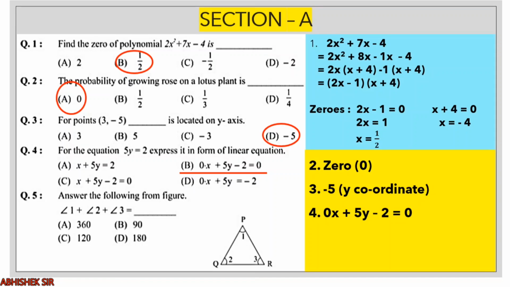So question number 5, answer the following from figure. We have been given a triangle PQR. Inside we have angle 1, angle 2, angle 3. Now sum of all the internal angles of any triangle is how much? According to angle sum property it is 180. So what will be our answer? Our answer will be option D.